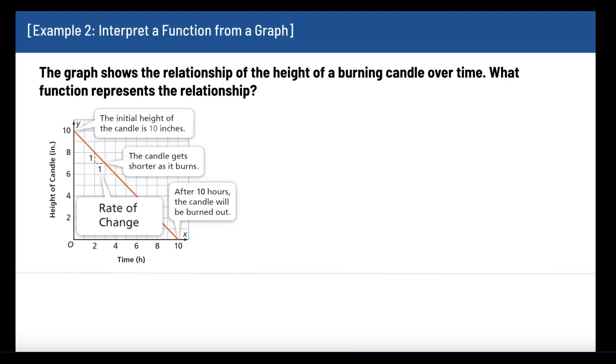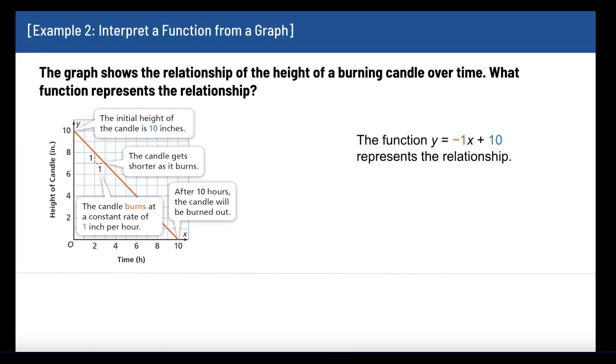The initial height of the candle is 10 inches, and the candle burns at a constant rate of 1 inch per hour, 1 over 1. This means that because we're going down, we'll have negative 1x plus 10, our y-intercept or our starting value. This function represents this relationship. So the important pieces are where it starts and the rate at which it goes, or the slope.